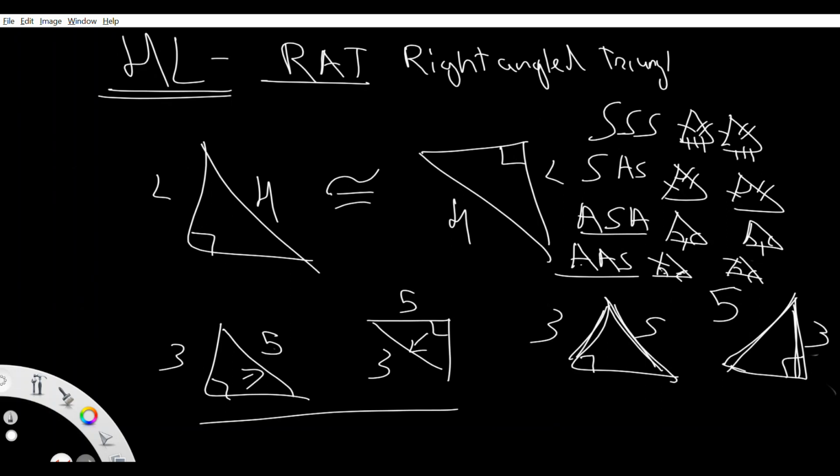And lastly, hypotenuse leg only works for right angle triangles. So the hypotenuse is the same, and one of the leg sides is the same. So these were the 5 triangle congruency theorems that you should be familiar with. And this concludes our lesson for basic geometry.